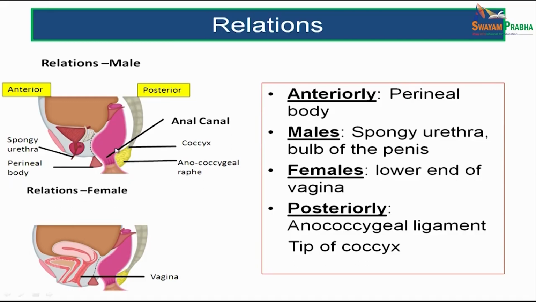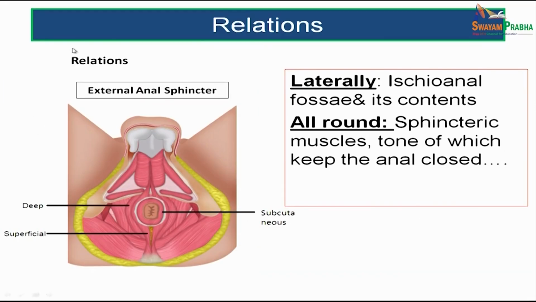Both in males and in females, posteriorly anal canal is related to the anococcygeal ligament, what you are seeing here, and also the tip of the coccyx. These are the anterior and posterior relations of anal canal. Laterally, as I have already told, you have the ischio-anal fossa and its contents. All around, the anal canal is surrounded by sphincteric muscles, the tone of which is going to keep the anal canal closed.